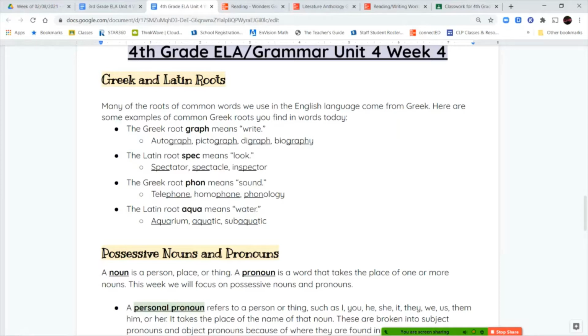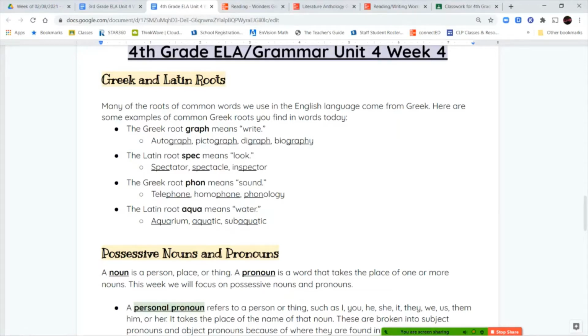A pictograph, you guys have done this in math, is a graph. You're writing down the information or you're showing the information using pictures. A digraph is when we're writing 2 letters that make a single sound like SH or CH. A biography is the story about someone's life.